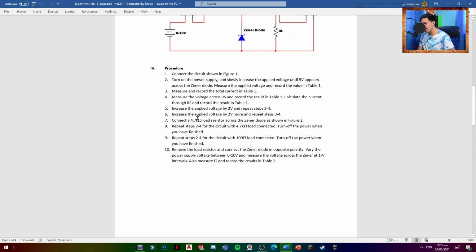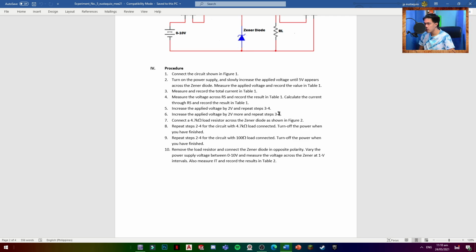Fifth is to increase the applied voltage by 2 volts and repeat steps 3 to 4. Sixth is to increase the applied voltage by 2 volts more, and repeat steps 3 to 4. Seventh is to connect a 4.7 kilo ohm load resistor across the Zener diode as shown in figure 2. Eighth is to repeat steps 2 to 4 for the circuit with the 4.7 kilo ohm load connected. Turn off the power when you have finished. Ninth is to repeat steps 2 to 4 for the circuit with a 100 ohm load connected. Turn off power when you have finished.